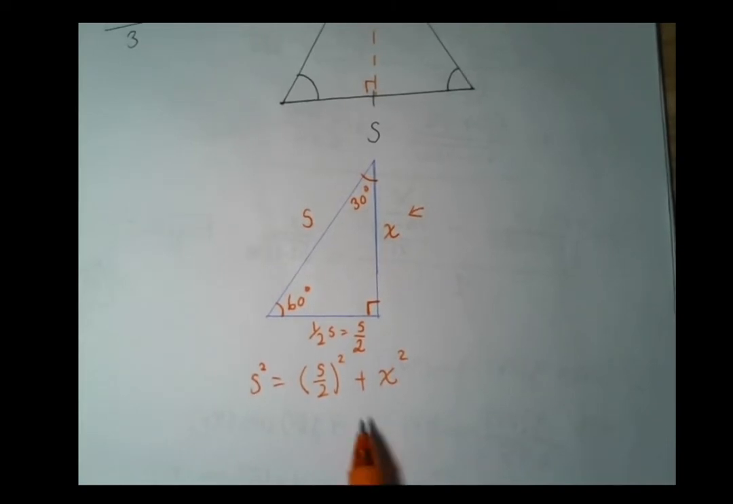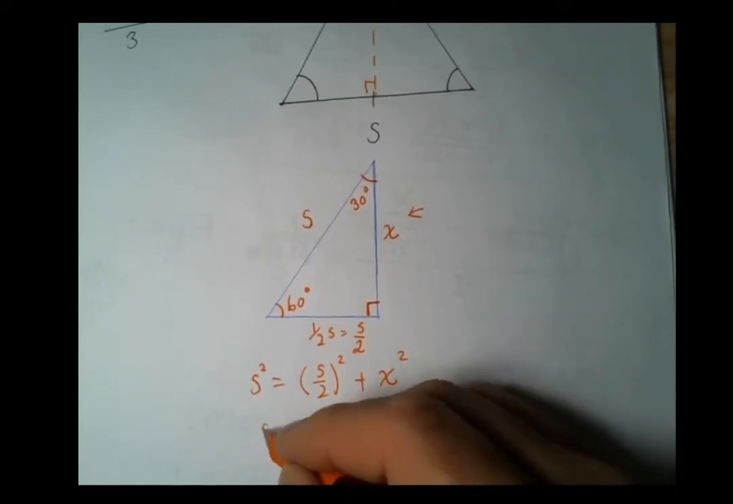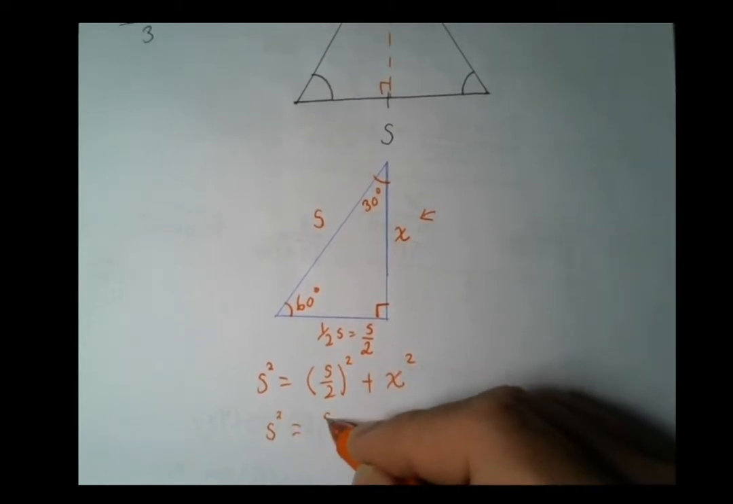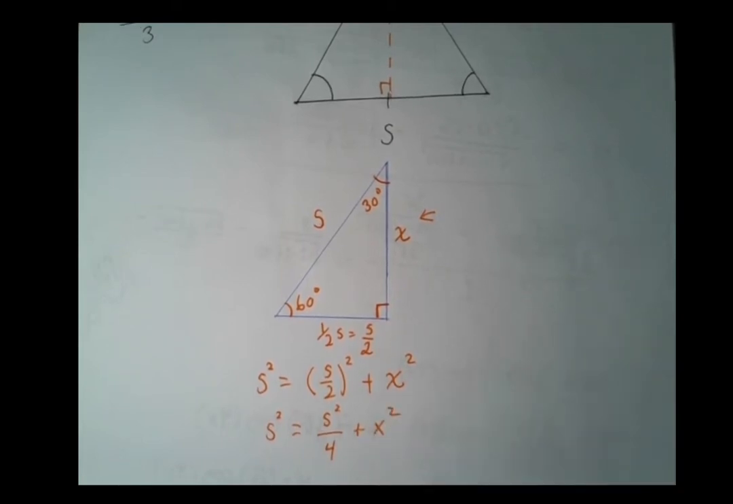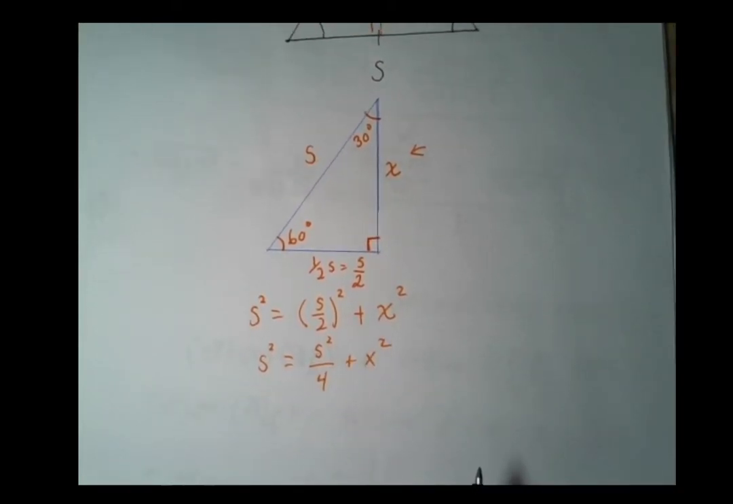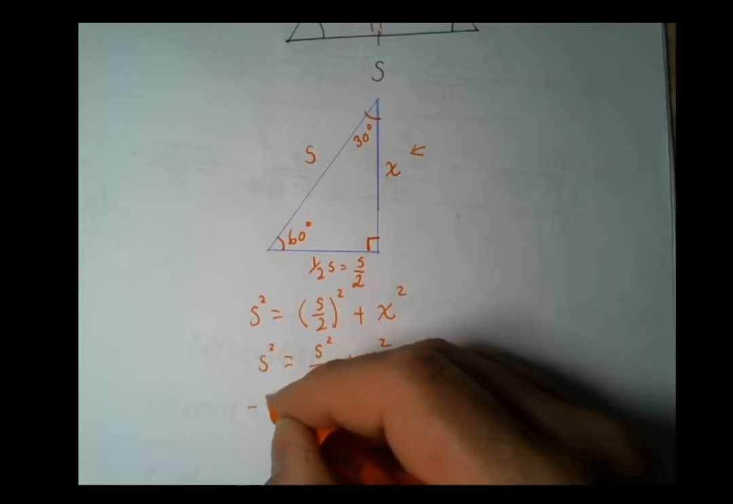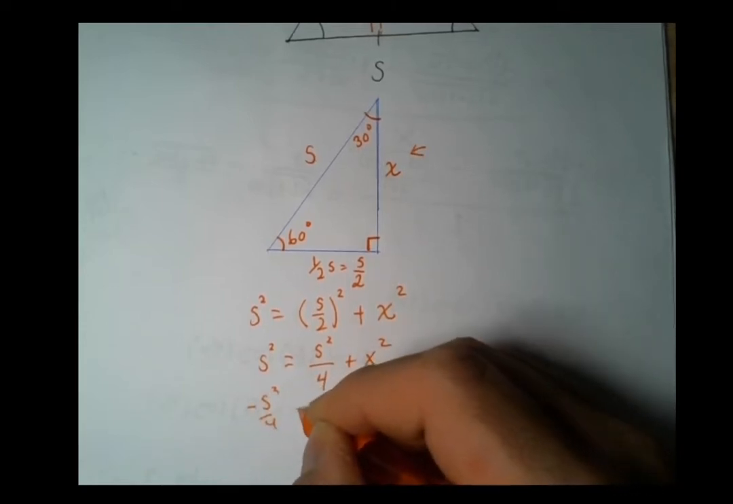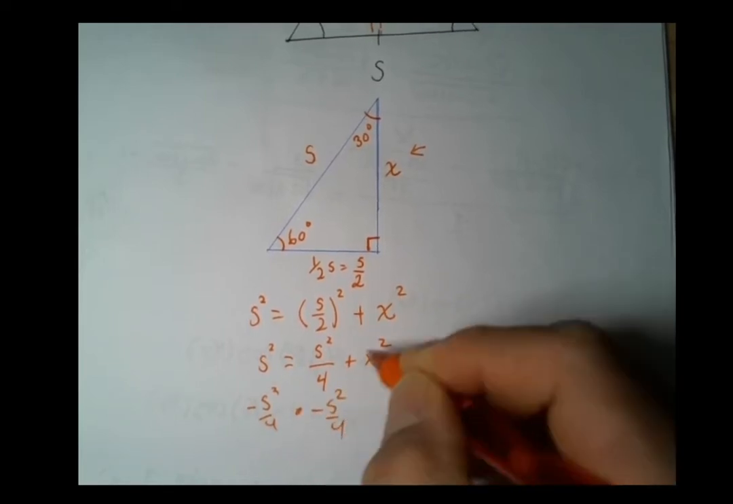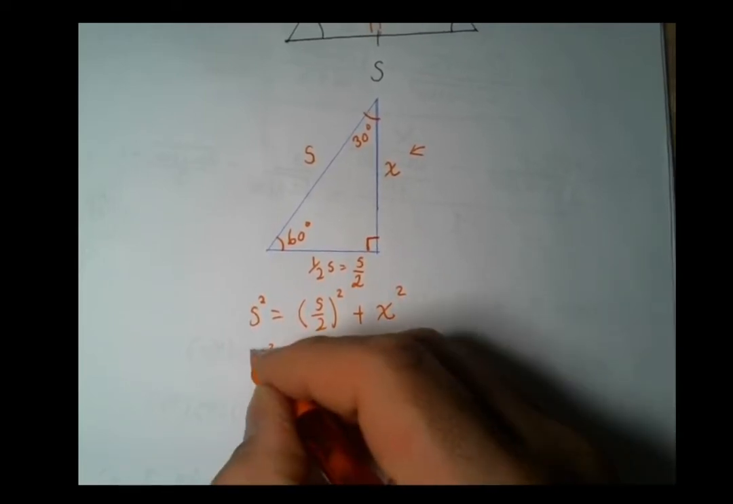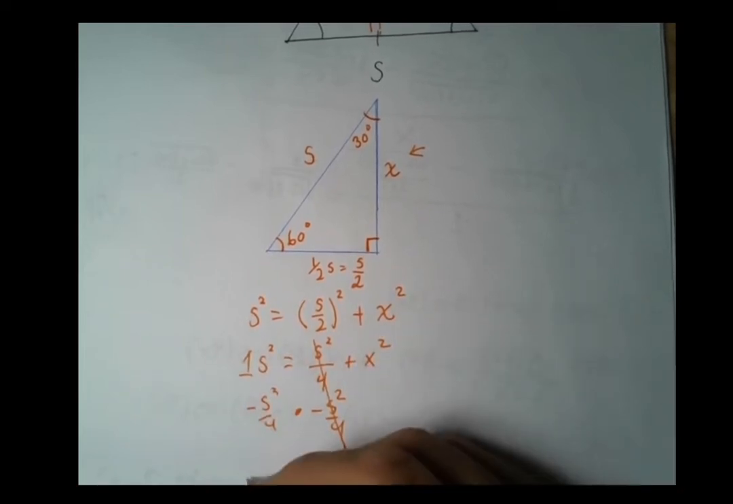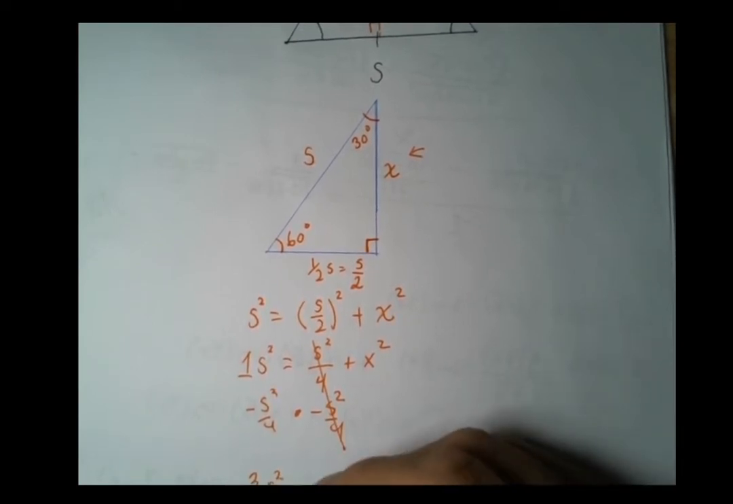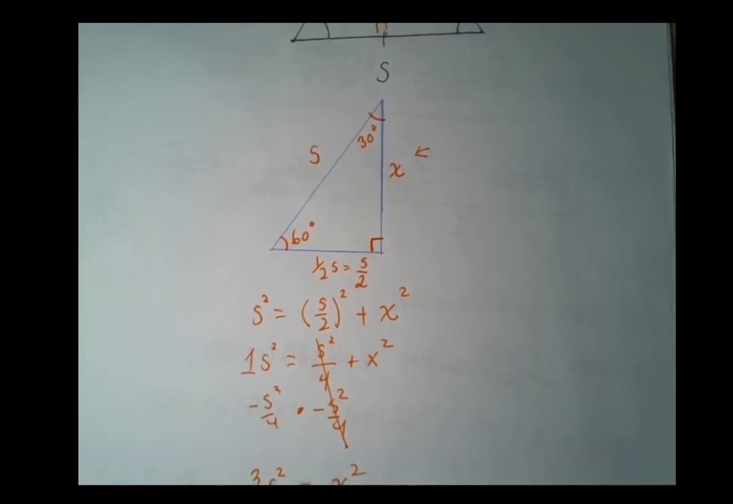Now I will solve for x. So this remains S squared. Here we'll square the numerator and the denominator. Now it becomes a matter of solving for x squared. So I subtract both sides by S squared over 4. That becomes 0 here. Now remember, this is 1 S squared. So 1 S squared minus 1/4 S squared leaves us with 3/4 S squared equal to x squared here.